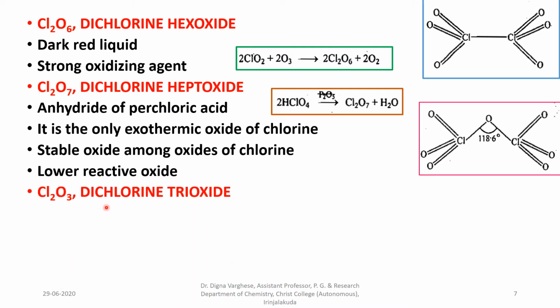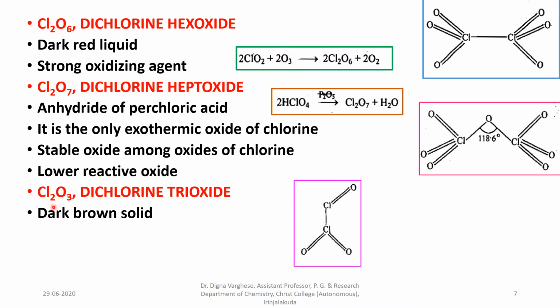In the case of dichlorine trioxide, the molecular formula is Cl2O3. It's a dark brown solid. It is unstable, and the structure of dichlorine trioxide is like this. There is a chlorine-chlorine bond, and 3 oxygen atoms act as terminal.